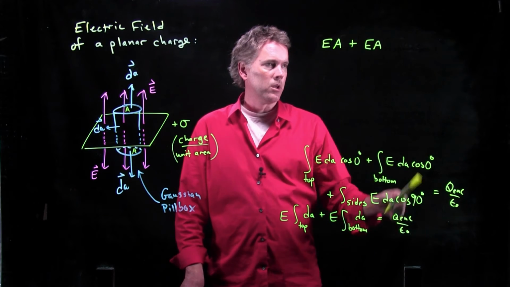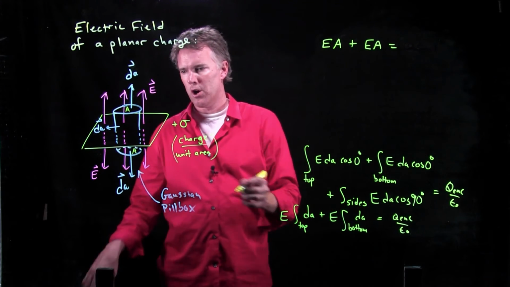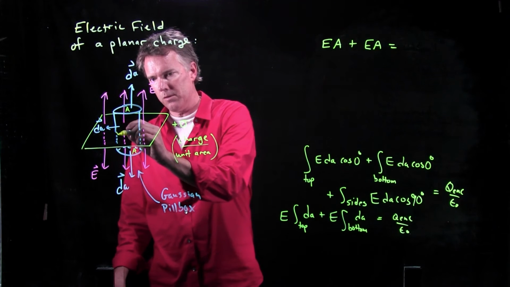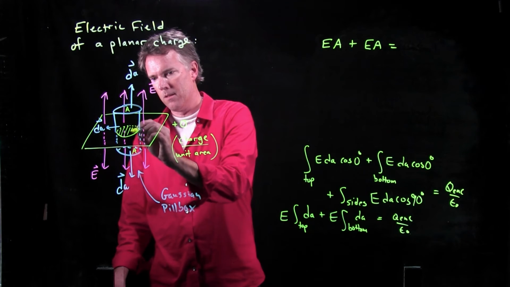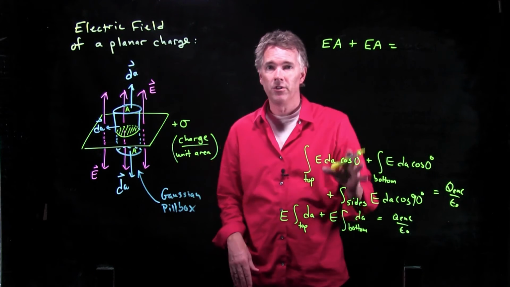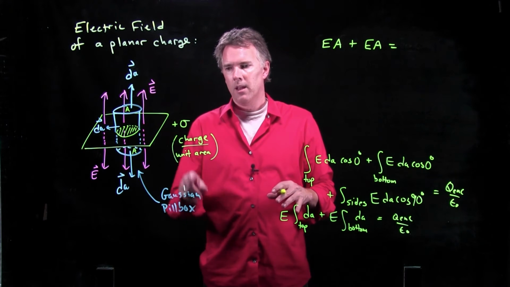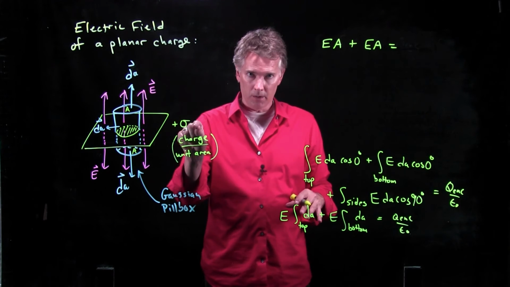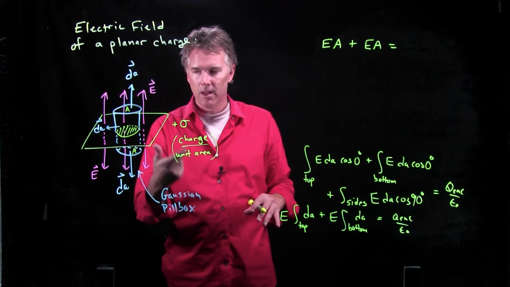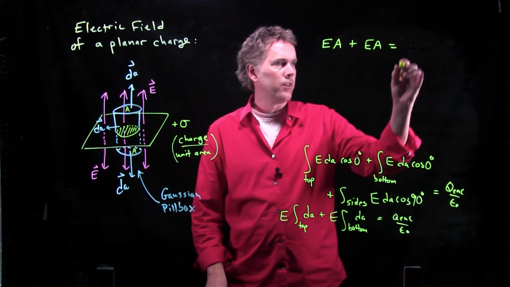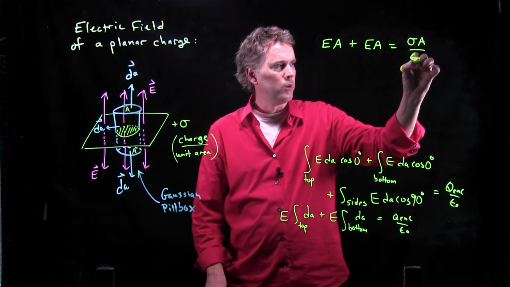Finally, what about Q enclosed? Q enclosed is how much charge is enclosed in this little region right here. How much charge is enclosed by our Gaussian surface? We told you what the charge density was, charge per unit area. So if I multiply by area, that is the total charge in there. So that just becomes sigma times A, all over epsilon naught.